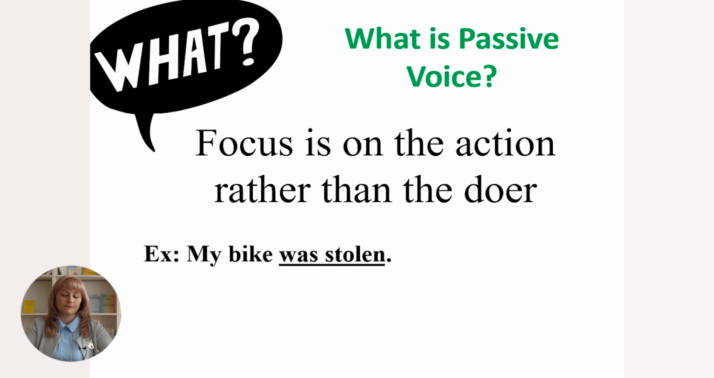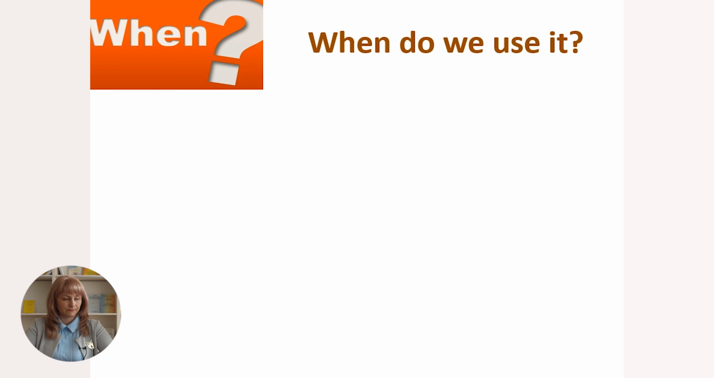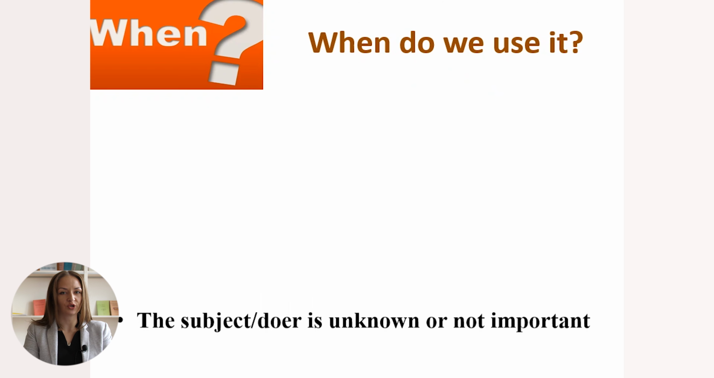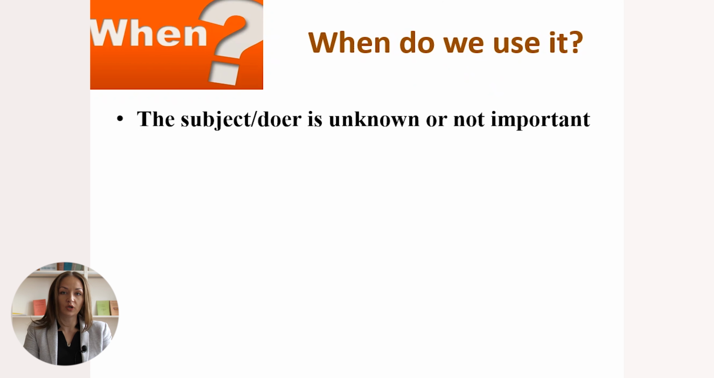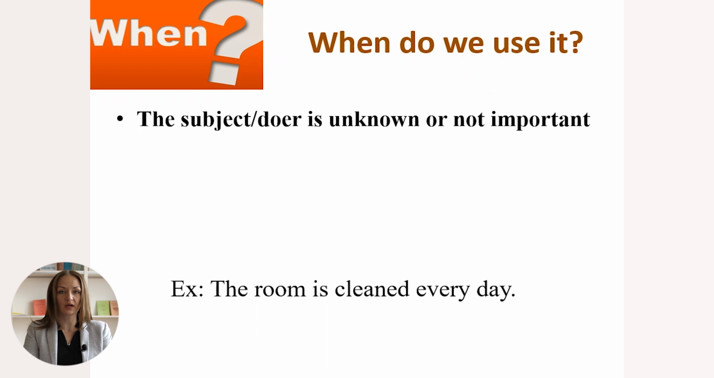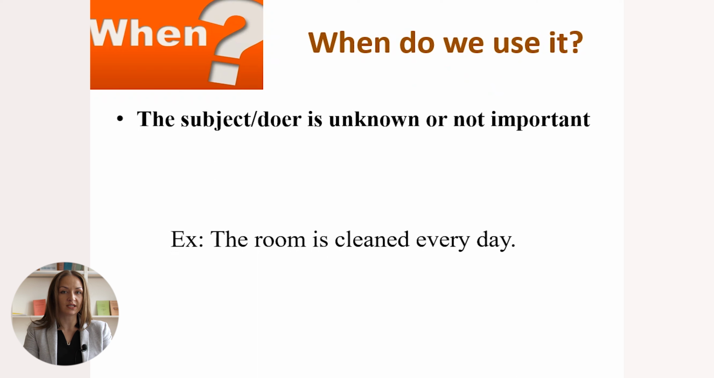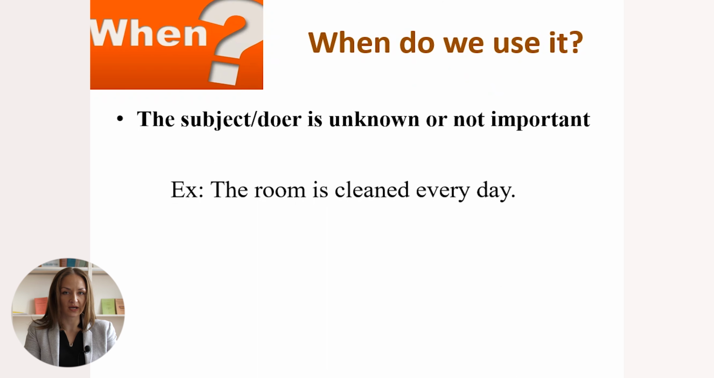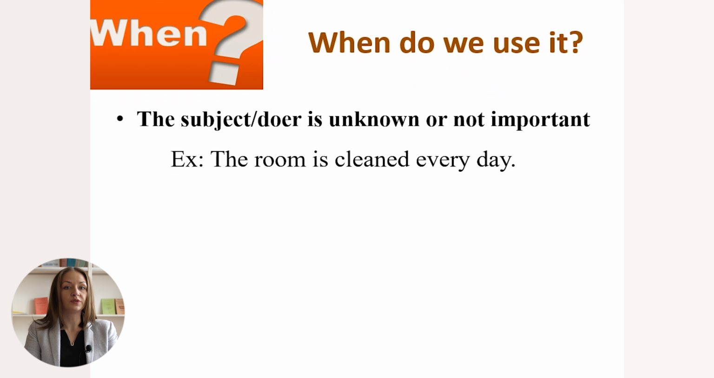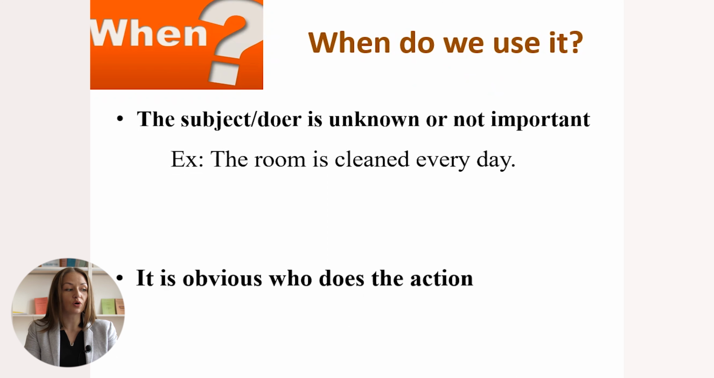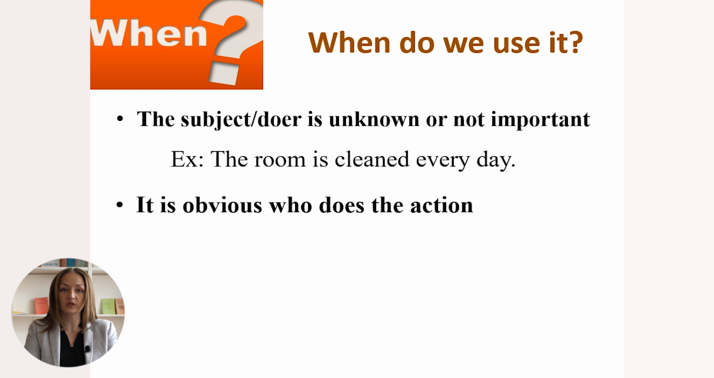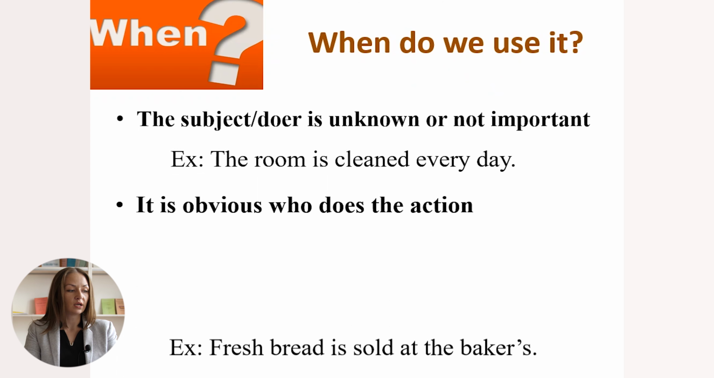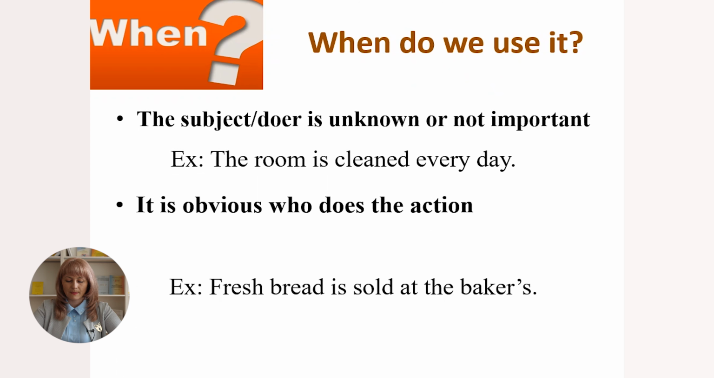Okay, we know what passive voice is, but when do we use it? So, the first situation when we use passive voice is when the subject or the doer is unknown or not important for us. Look at the example. The room is cleaned every day. Another situation when we use passive voice is when the doer or the subject of the sentence is obvious. It's obvious who does the action. We know that because this action is performed by the same person. Fresh bread is sold at the baker's.